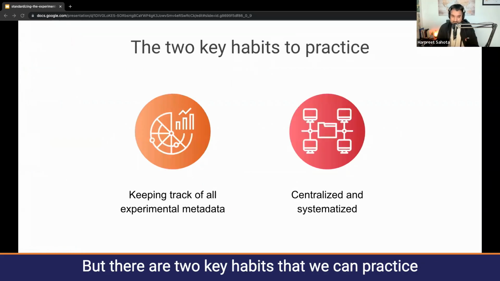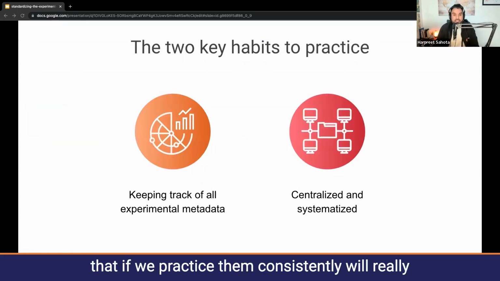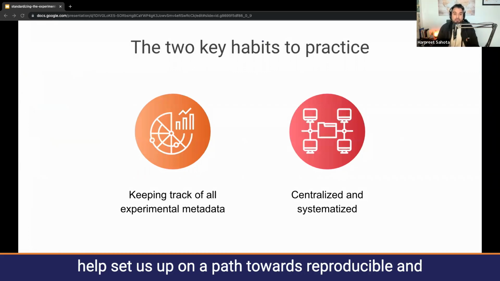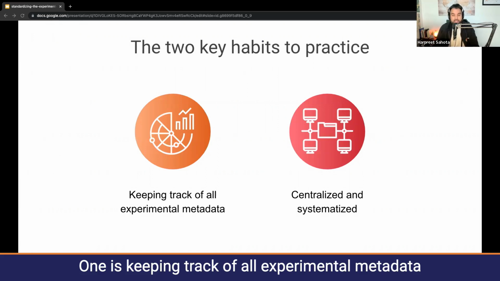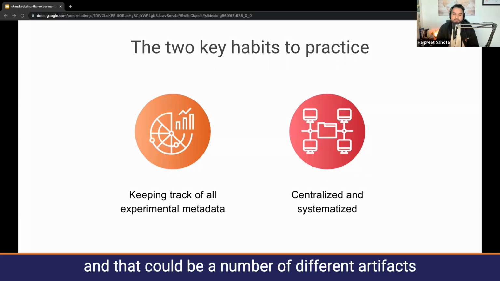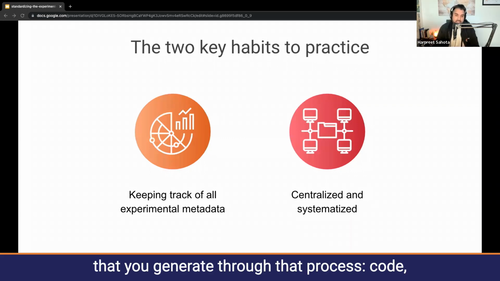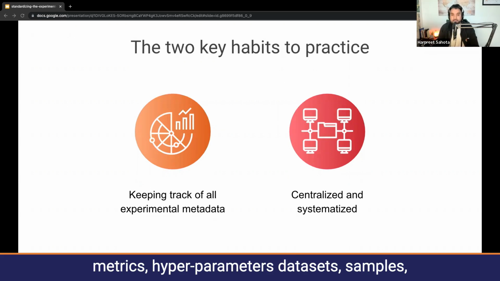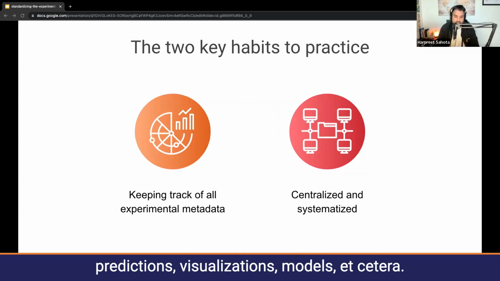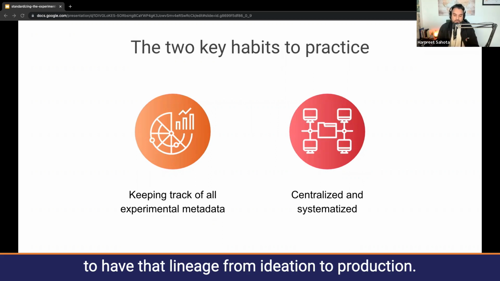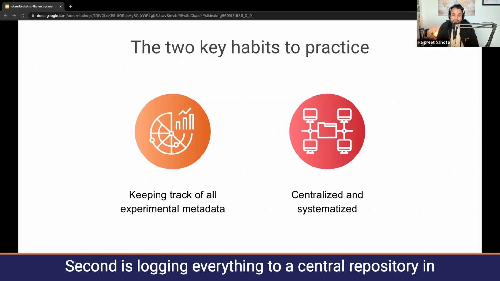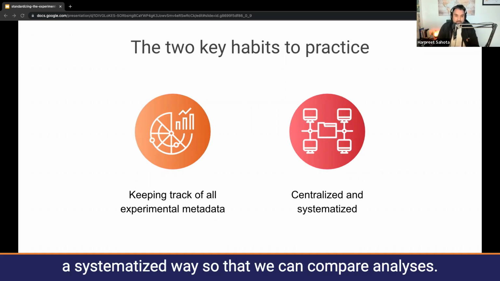But there are two key habits that we can practice that, if we practice them consistently, will really help set us up on a path towards reproducible and explainable production-ready machine learning models. One is keeping track of all experimental metadata. That could be a number of different artifacts that you generate through that process: code, metrics, hyperparameters, data sets, samples, predictions, visualizations, models, etc. These are all things that we need to keep track of to have that lineage from ideation to production. Second is logging everything to a central repository in a systematized way so that we can compare analyses.